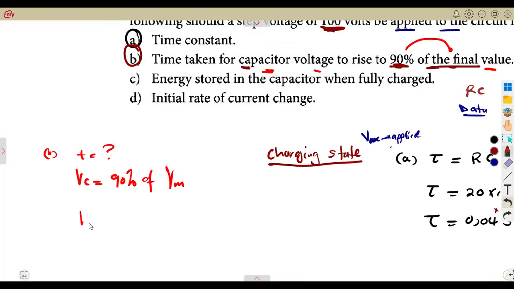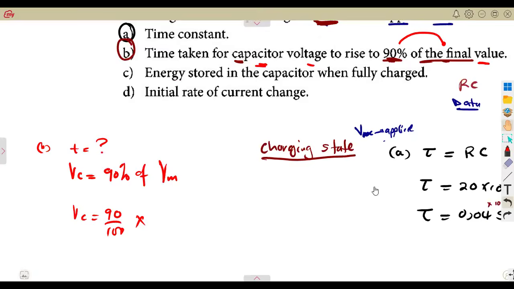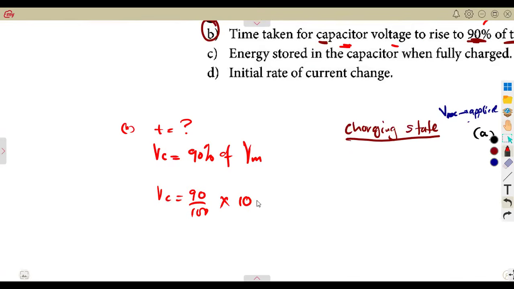So that means our VC was going to be 90 over 100 times VM. And as we can see, our VM is 100 volts, our VDC. So you multiply by 100 volts, which is going to give us 90 volts. So this is the voltage that the capacitor is having, which is 90 volts. So the question is calculate time. This is our question. We are supposed to calculate the time.